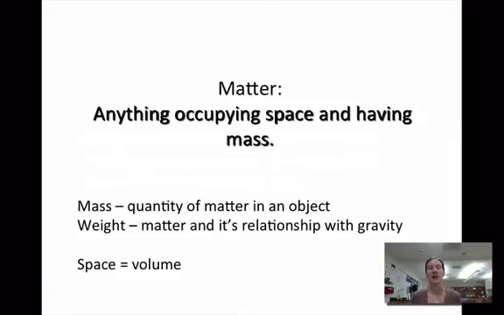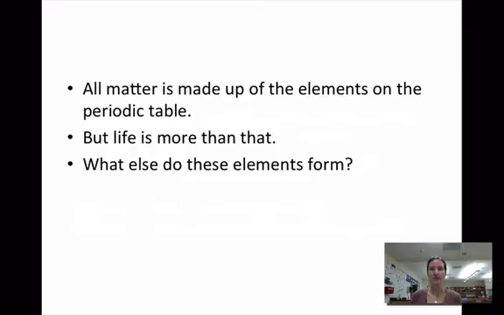When we talk about anything that occupies space, the measurement we're talking about is volume. The container, or the amount of space that something takes up, is measured by how much volume it contains.